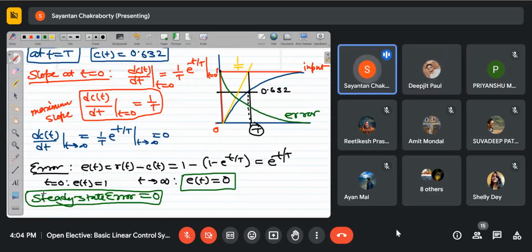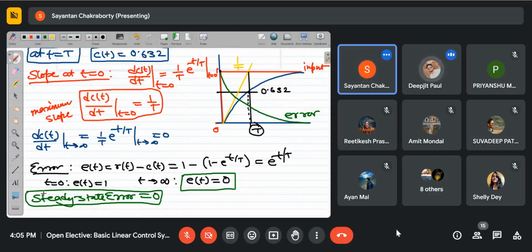Yes, here there are two notions. One notion says you wait for the response to reach and stay within plus minus 5% of the steady state, or in some more restrictive notion it should reach and stay within plus minus 2% of the steady state. Okay, either 5% or 2%.